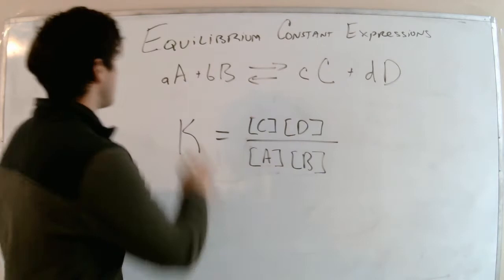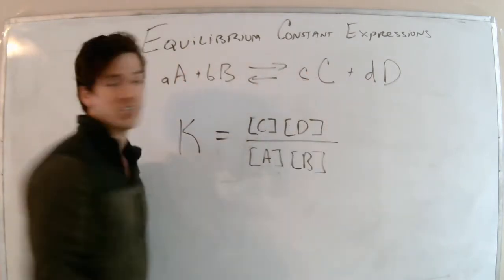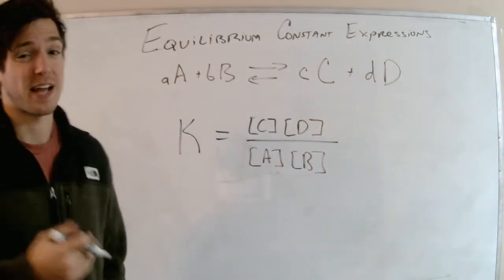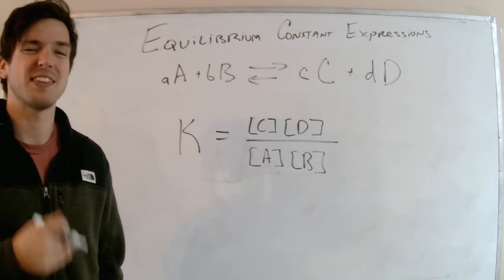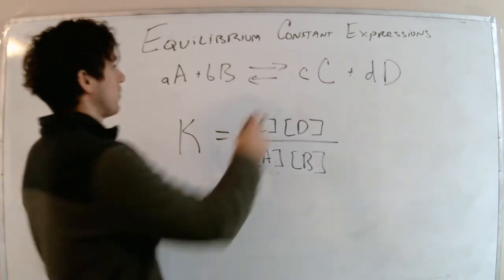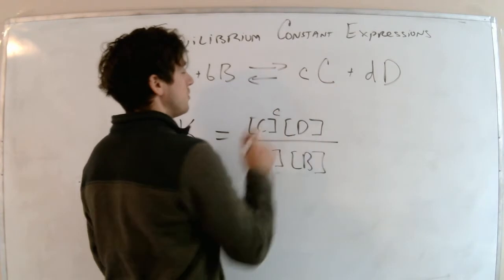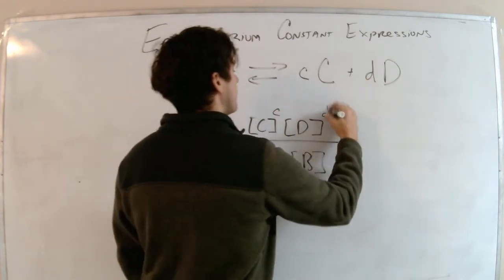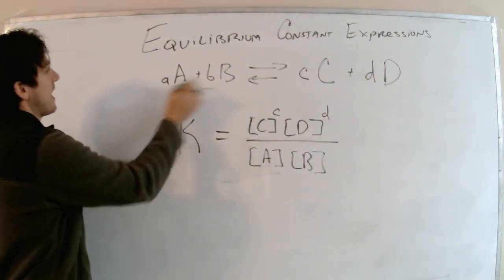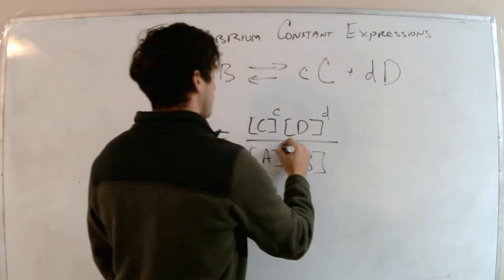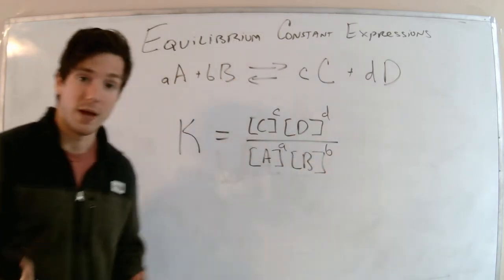And these little numbers in front, those are going to be our coefficients. If our products or reactants have a coefficient in front of them, we put them as an exponent. So if this was a 2, we would put a 2 as our exponent. If this was a 3, we would put a 3 as our exponent. And if these were numbers, we would put them as exponents as well.